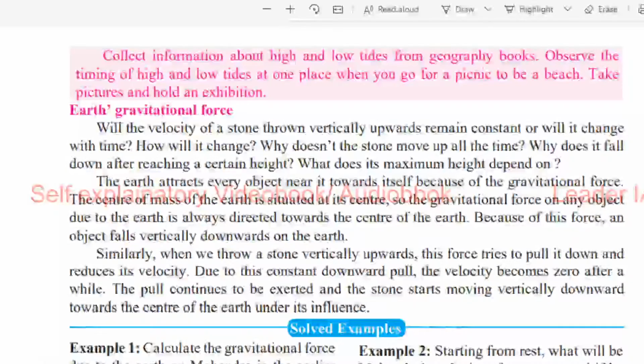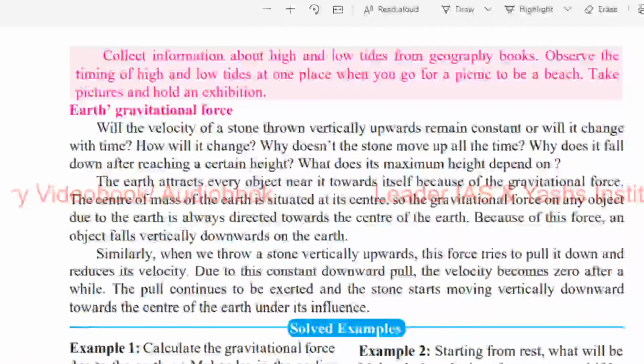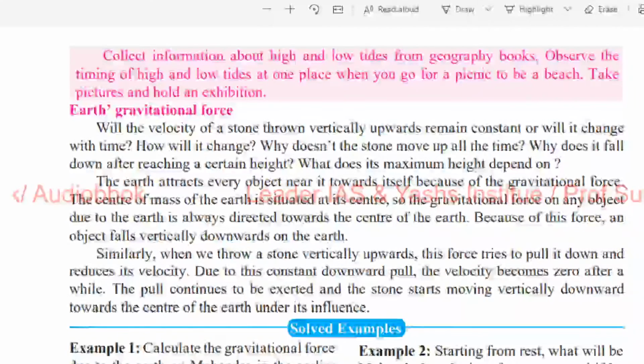Will the velocity of a stone thrown vertically upward remain constant, or will it change with time? How will it change? Why does the stone not move up all the time? Why does it fall down after reaching a certain height? What does its maximum height depend on? The earth attracts every object near it towards itself because of the gravitational force.